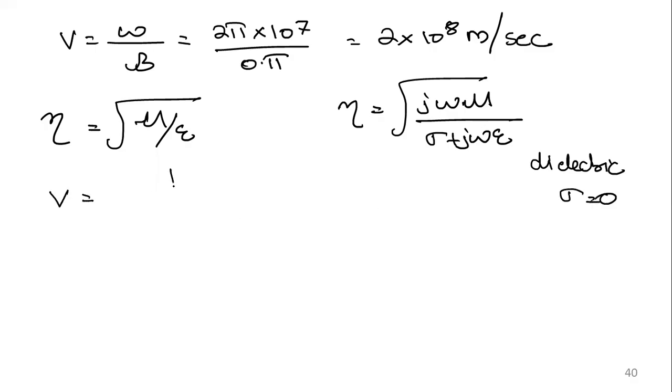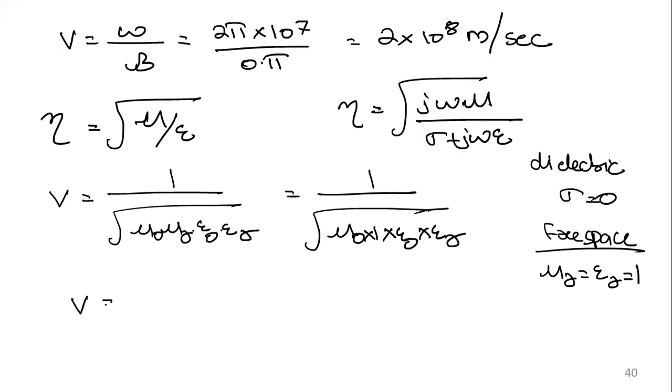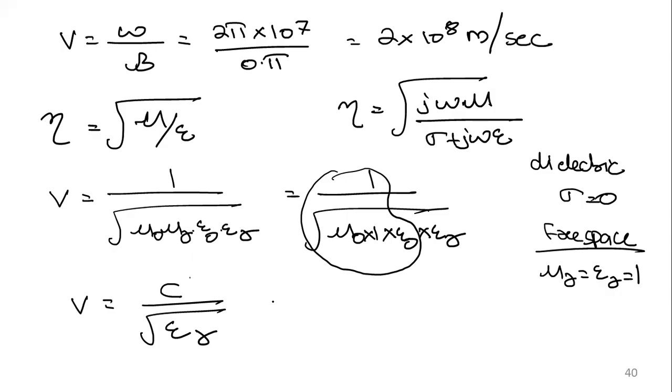Also V is equal to 1 by root of mu 0 mu r into epsilon 0 epsilon r. That is equal to 1 by root of mu 0 into 1 into epsilon 0 epsilon r, because for free space mu r is equal to 1. C is equal to 1 by root of mu naught epsilon naught, which makes the expression V equal to C by root of epsilon r. All these equations you know. The idea is you should have the mindset to apply these equations at your convenience, right?